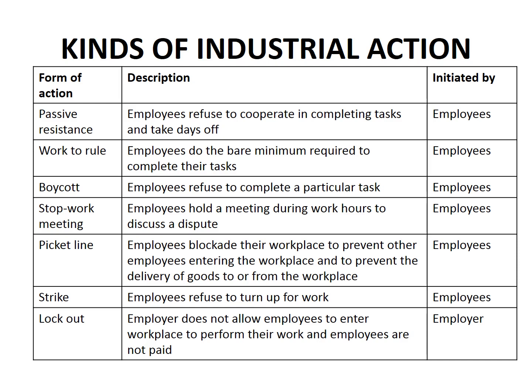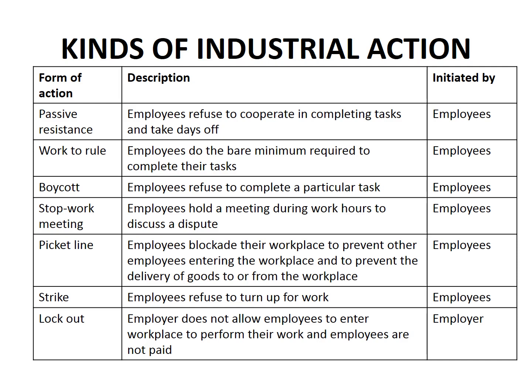Fourth, a stop work meeting, which is where employees hold a meeting during work hours to discuss a dispute. Fifth, a picket line, which is where employees blockade their workplace to prevent other employees entering the workplace and to prevent the delivery of goods to or from the workplace. And sixth and finally, a strike, which is where employees refuse to turn up for work.